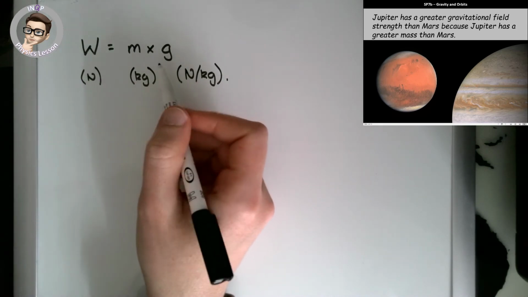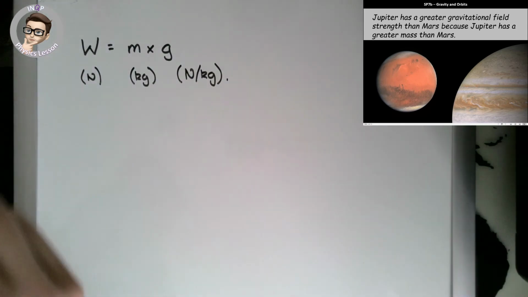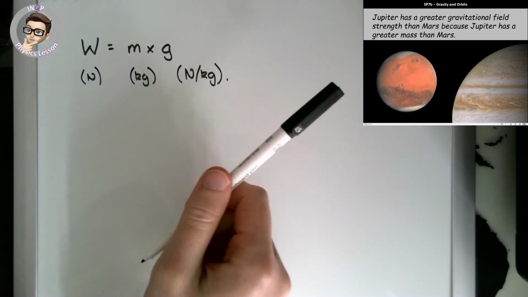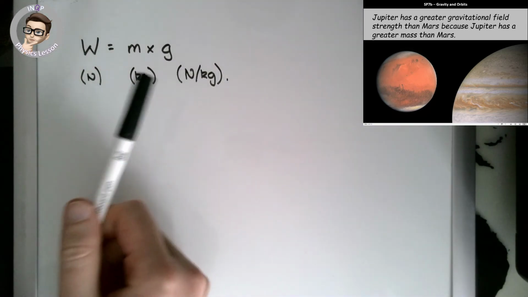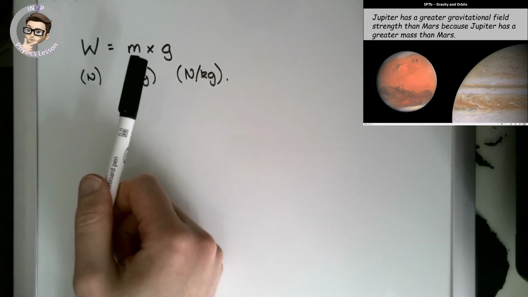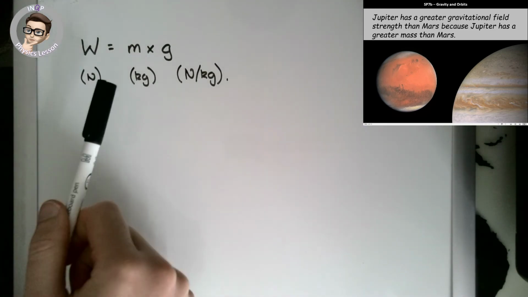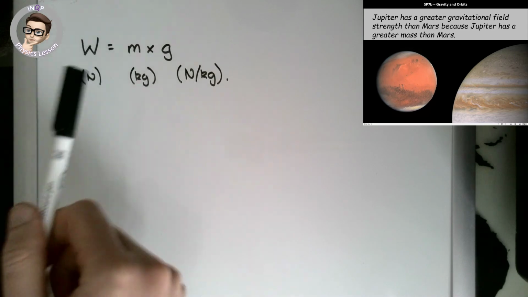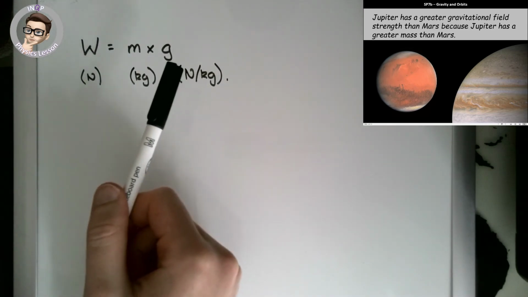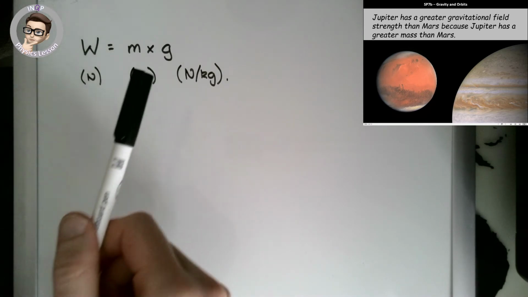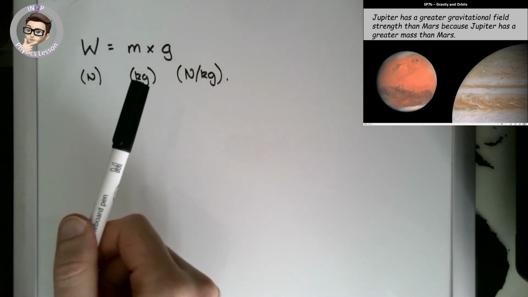So if we now go back to that previous question, which you can sort of see up here somewhere, Jupiter has a greater gravitational field strength. So if I took a 10 kilogram mass and put it on Mars or Jupiter, which one would have a greater weight? Well, it's going to be Jupiter because that gravitational field strength is going to be bigger.